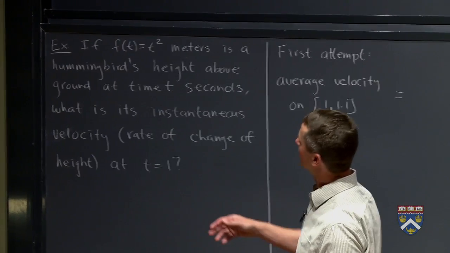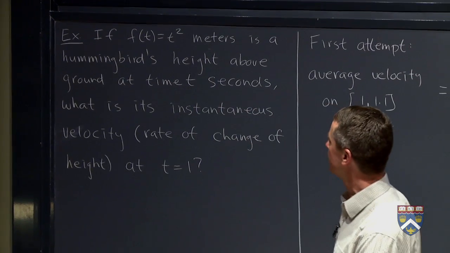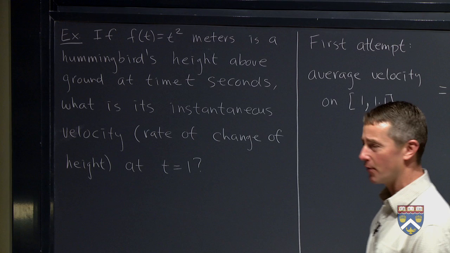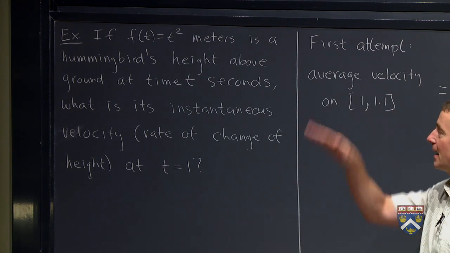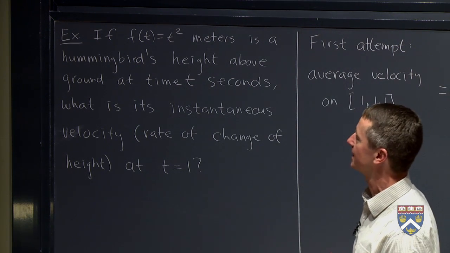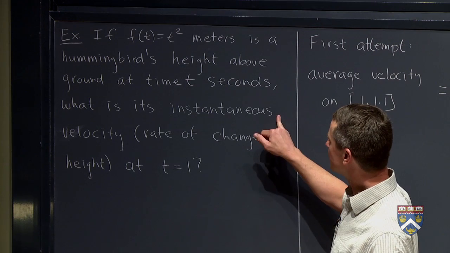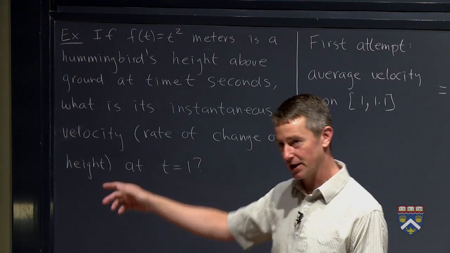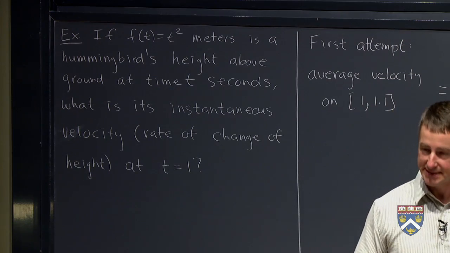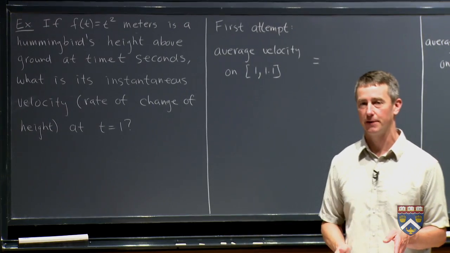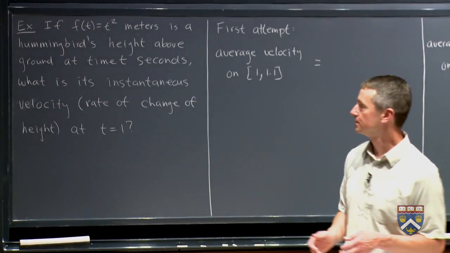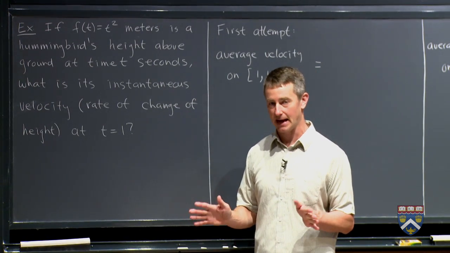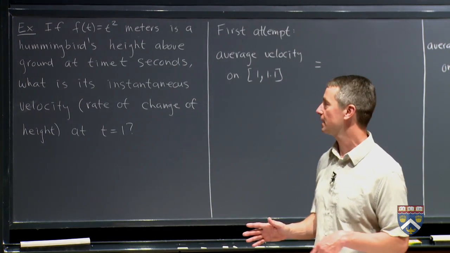So here's an example. Our function f of t equals t squared meters is a hummingbird's height above ground at time t seconds. A hummingbird can just fly straight up and down, so we're going to imagine that's what the bird is doing. We'd like to figure out what its instantaneous velocity is. Velocity is the rate of change of the height. There's a distinction between velocity and speed, which we'll talk about later. Velocity has direction, so in this case we would know whether the hummingbird was going up or going down, whereas speed does not have any direction. Speed is the absolute value of velocity.